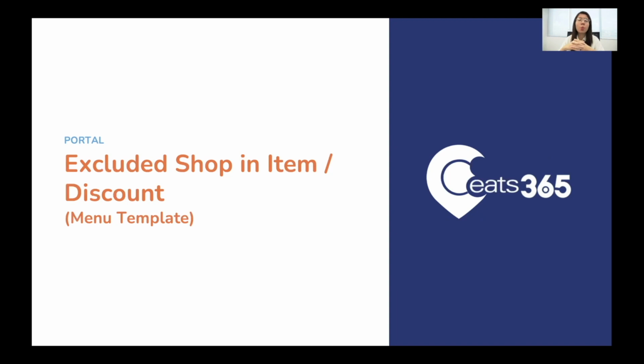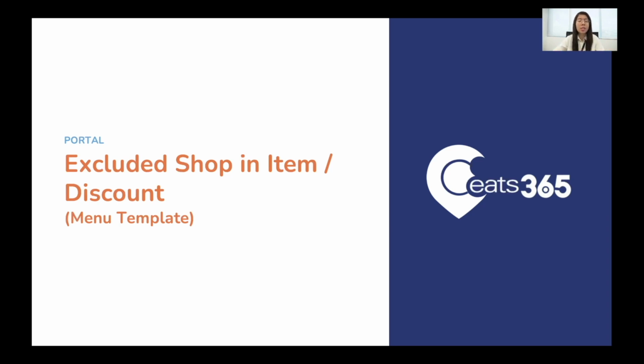The next update we have for menu template is to include Excluded Shop feature in item and discount. This feature is useful if you have several shops that share the same menu template, but you wish to exclude a specific item from being sold in a particular shop. Like for example, my shop A and shop B are using the same menu template. However, in shop A, I do not want to sell the breaded apple puff, and hence I can add Excluded Shop for this item.